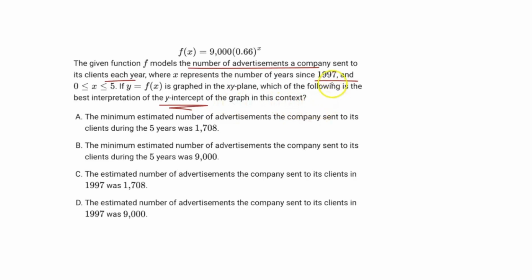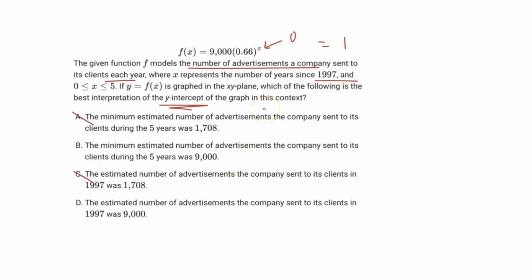Okay, first off, let's find the y-intercept. The y-intercept is your y value when your x value is 0. So right here, you see our x value. If we plug in 0, any number raised to the power of 0 is equivalent to a value of 1. So 1 times 9,000 is 9,000. So we know our y-intercept in this case is a value of 9,000. Any answer choices with a number other than 9,000 is incorrect, so we're just going to eliminate A and C here.